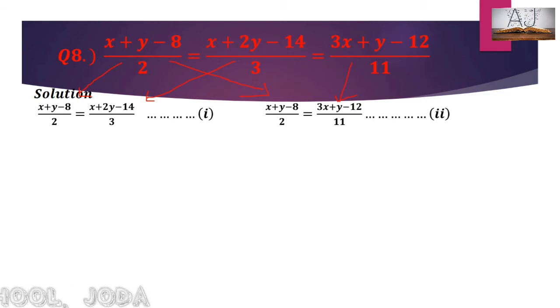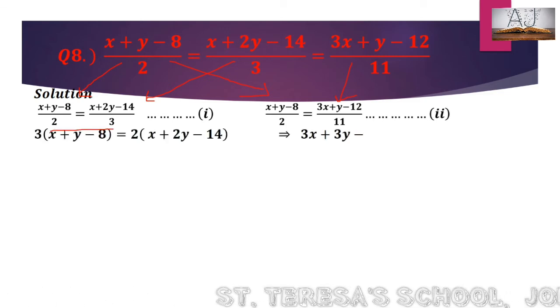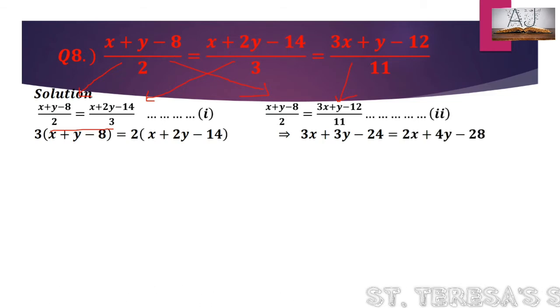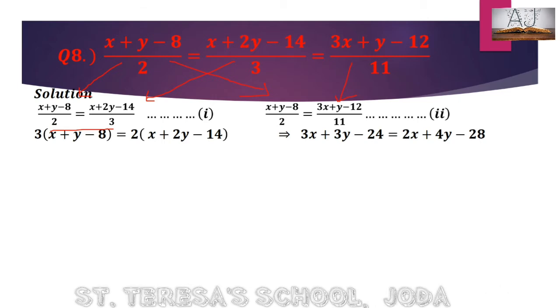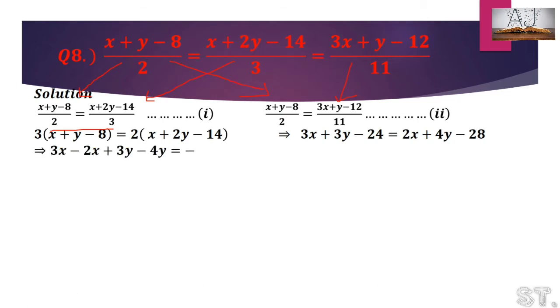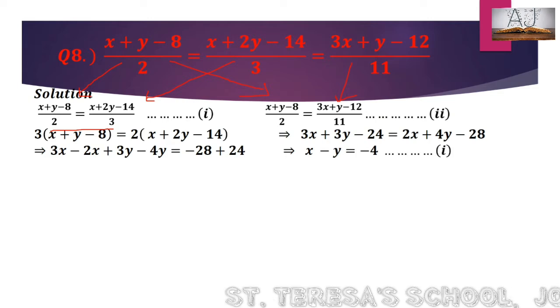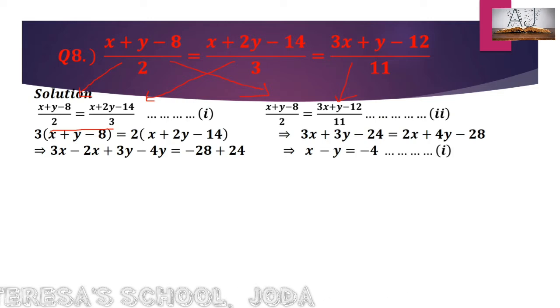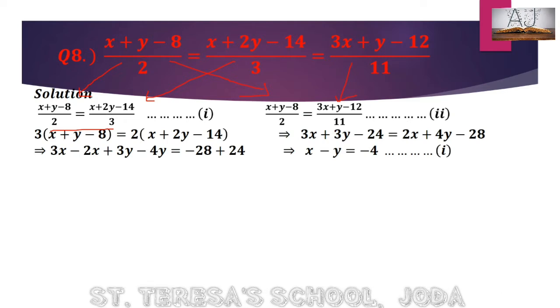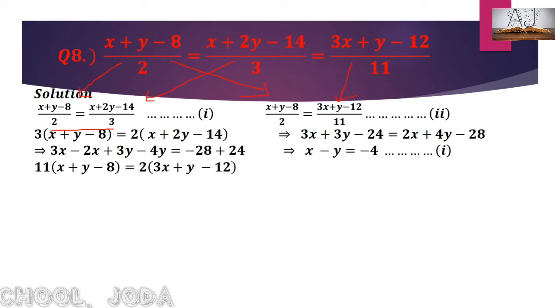Okay, now if we simplify the first and the second, then we'll cross multiply it. So 3 gets multiplied to x plus y minus 8 and 2 gets multiplied to x plus 2y minus 14. So after simplifying, 3 gets multiplied, so 3x plus 3y minus 24 equal to 2x plus 4y minus 28. Then let us bring all the x and y to one side and numbers to one side. So we get 3x minus 2x plus 3y minus 4y equal to minus 28 plus 24. So x minus y equal to minus 4.